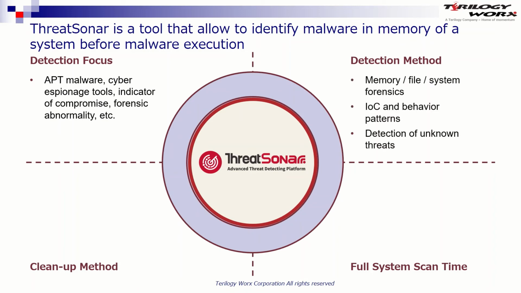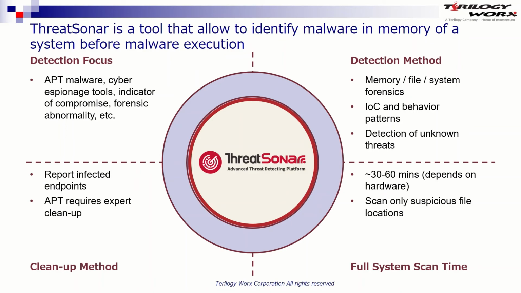To detect malware, ThreatSonar uses memory forensics and can scan files and systems regularly. In addition, sets of different behavior patterns allow it to detect even unknown threats and notify users about suspicious activity. A full scan of the system usually takes around 30 to 60 minutes, and a scan can also be done only in suspicious file locations. When malware is identified, ThreatSonar reports infected endpoints and may isolate and remove some of them. APT malware, however, may require expert cleanup.